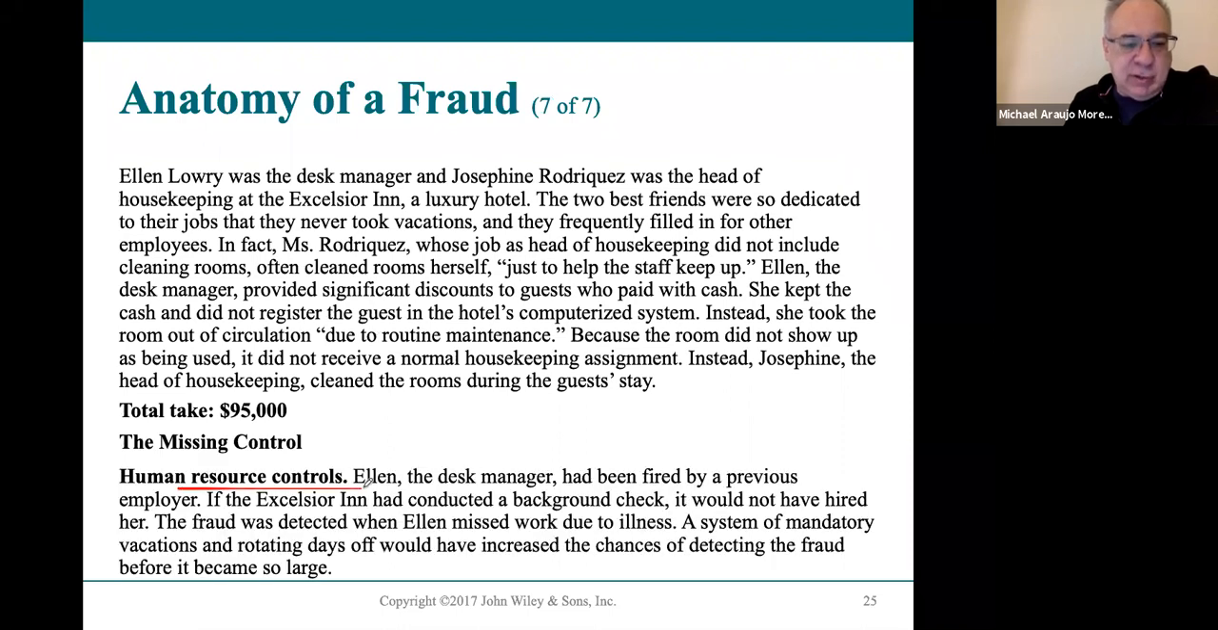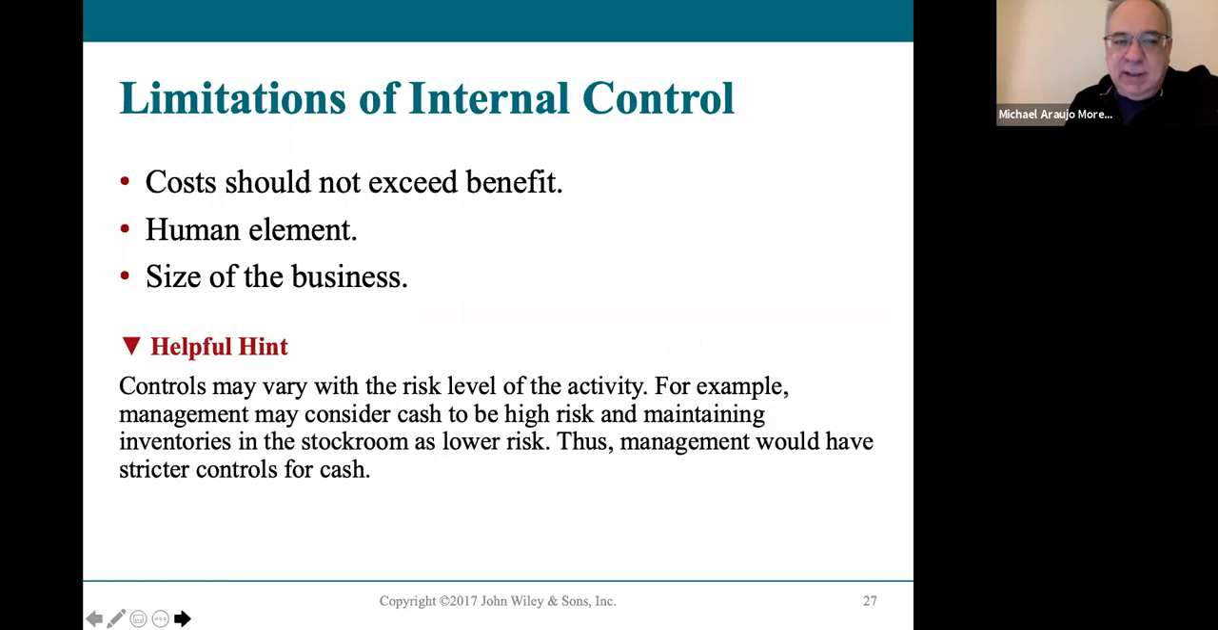Here's one that's a human resource control, because the fraud was detected when this particular woman missed work. She had never taken a day off earlier. So she took a day off, they noticed something very different, and boom. It's really amazing what can happen here, and it's a very important thing that is financial in nature. Accountants have to know about it. Management has to know about it. This is a very important, bigger topic.